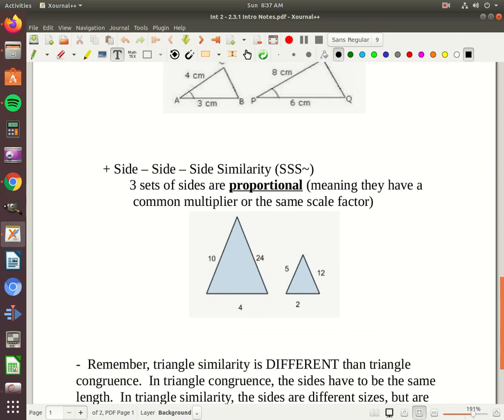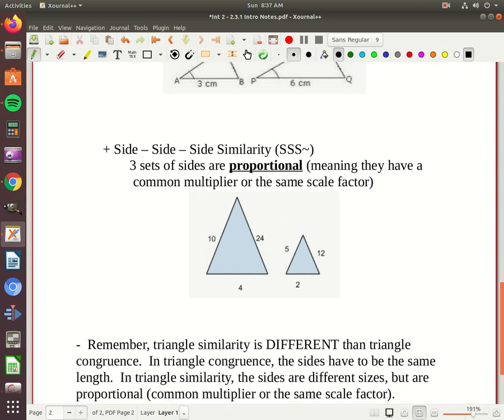And then finally, side-side-side is the third one. And again, we need 3 sets of sides that are proportional, meaning that they have a common multiplier or the same scale factor. So here, 10 times a half is 5, 24 times a half is 12, and 4 times a half is 2. And again, all 3 sides need to be the same. If this was a 3, it wouldn't work, right? Half of 10 is 5, half of 24 is 12, half of 4 is not 3, so that would not be similar. But since it's 2, it is similar. So just something to consider.